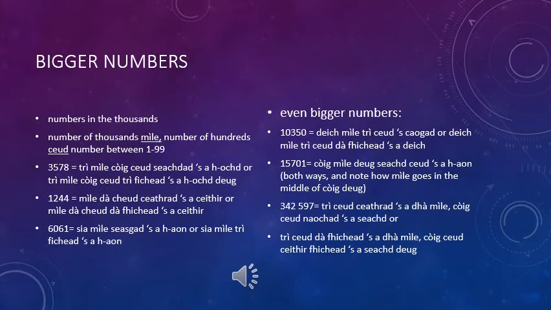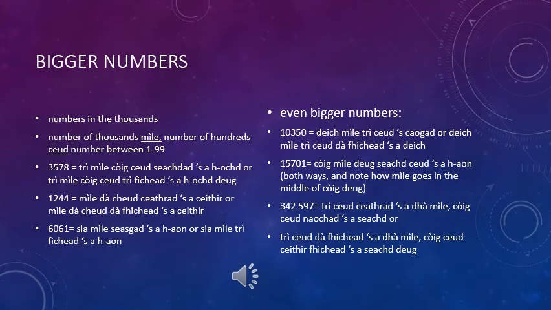But what about even bigger numbers? So just keep saying each number in the same place as you would in English. So 10,350 would be jeich míle 3 ciat cúcit, or jeich míle 3 ciat daichet jeich. 15,701 would be coig míle geach sheach ciat a hún, and that would be the same way, but you just want to note that the míle goes in between the two parts of coig geach. So coig míle geach sheach ciat a hún.